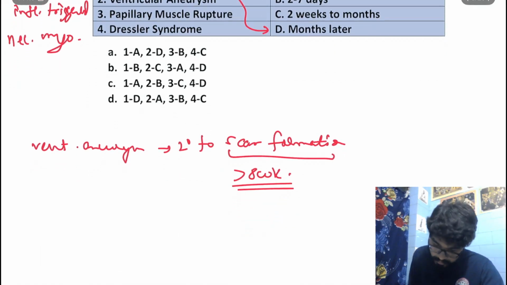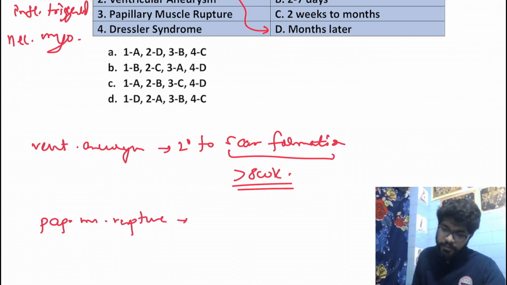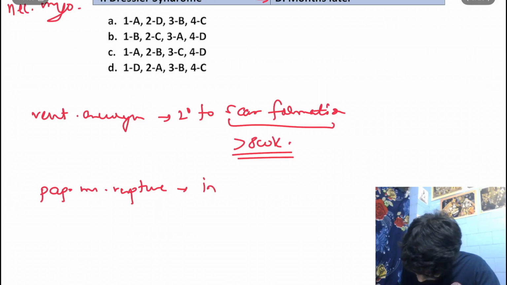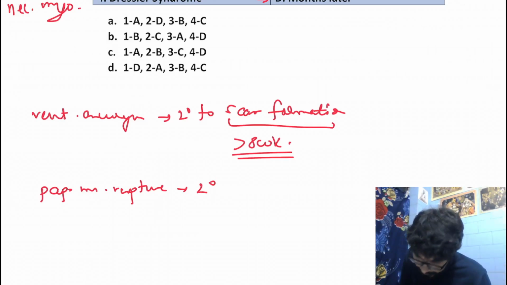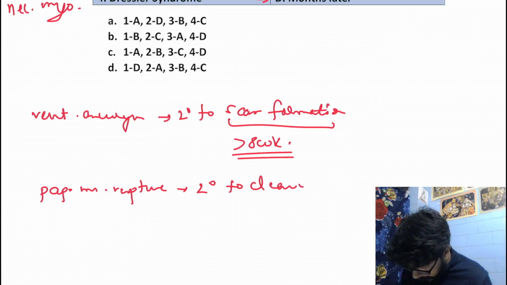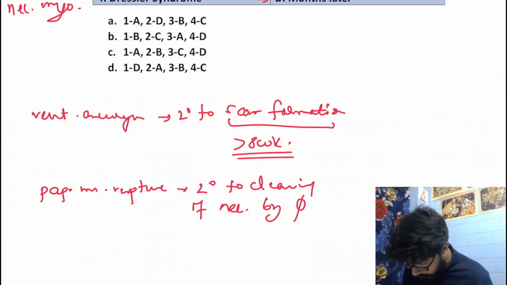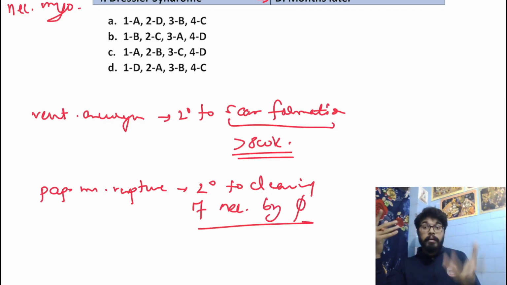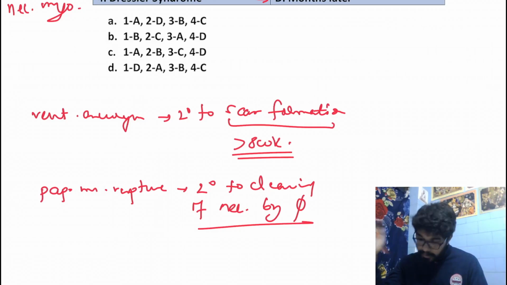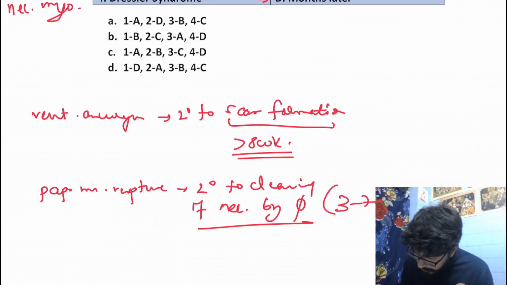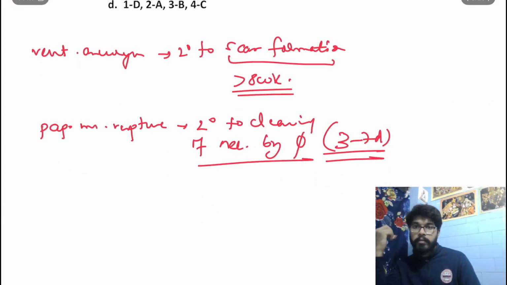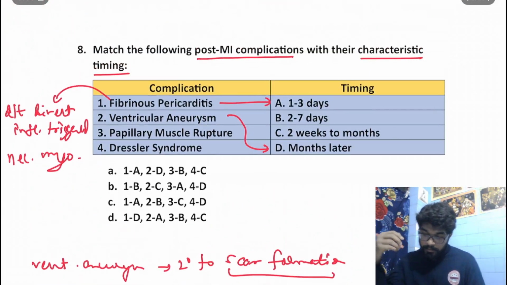Then comes papillary muscle rupture. Remember that this is seen, as we have read, in inferior wall MI, and this is secondary to clearing of necrosis and cells by macrophages, right? As a result of macrophages clearing the involved tissue, that would result in rupture of the papillary muscle. Okay, and this clearing occurs from day 3 to day 7, right? We have read that in the first question. So for papillary muscle rupture, our answer should be day 3 to day 7.